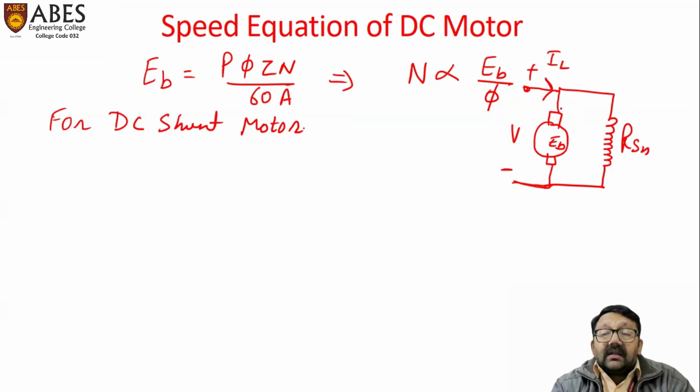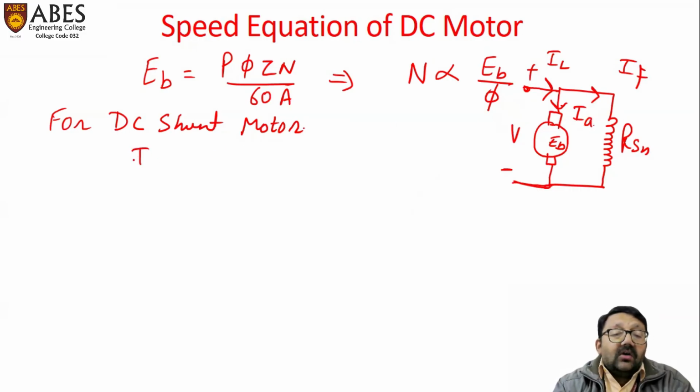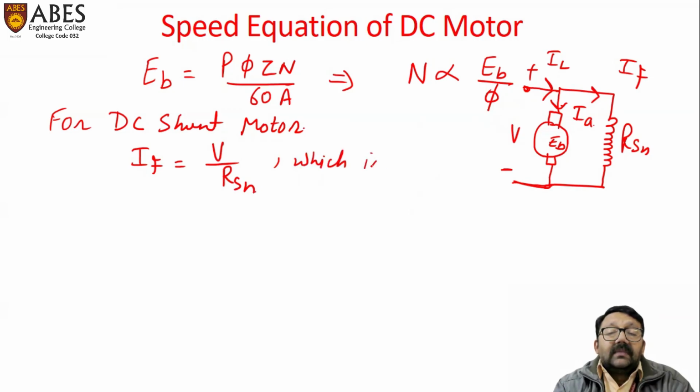This is line current, which is divided into two parts. One is field current, and the current flowing in the armature, this is I. Now, in DC motors, the value of field current is given by supply voltage V divided by resistance of shunt field winding, which is constant for a given motor, as for a given DC motor, the supply voltage and resistance of field winding is constant.